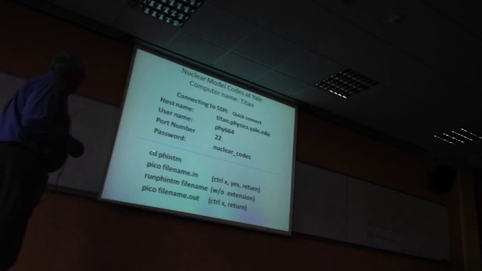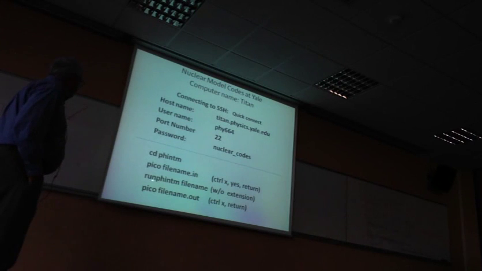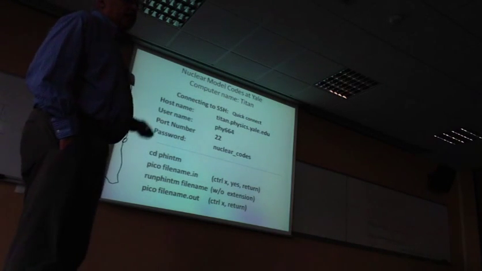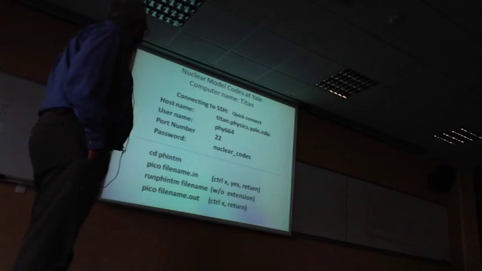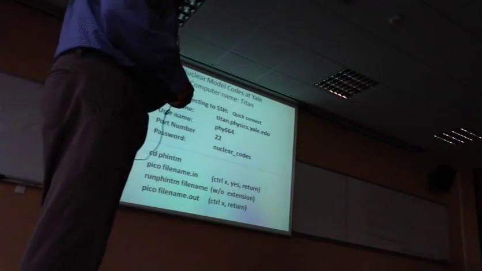And you just do the directory cd fandam as you'll do today, and you can pico the file name .in, and when you're finished editing, you do control X and then yes and then return. You do run fint file name, without the .in extension, pico file name out, and that's all you really have to do. This will be on the slides you'll get. And if anybody wants to try it and has problems, just contact me.